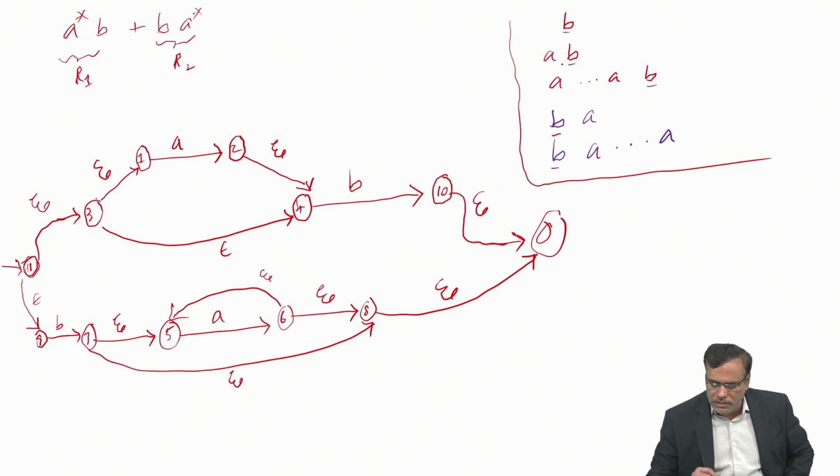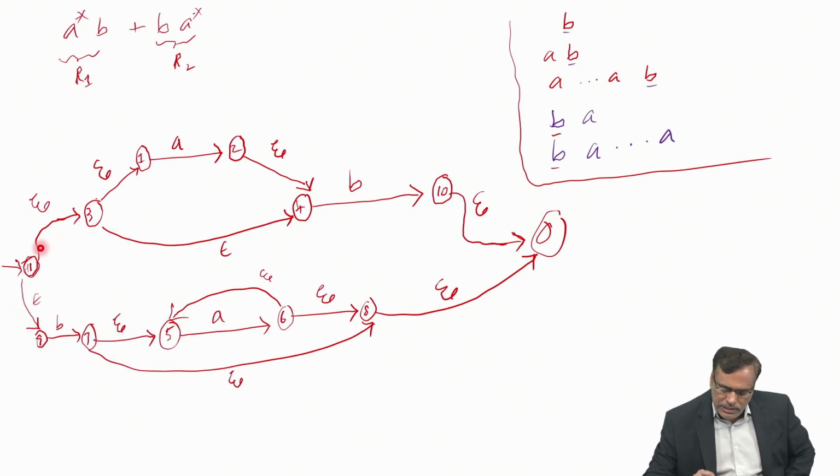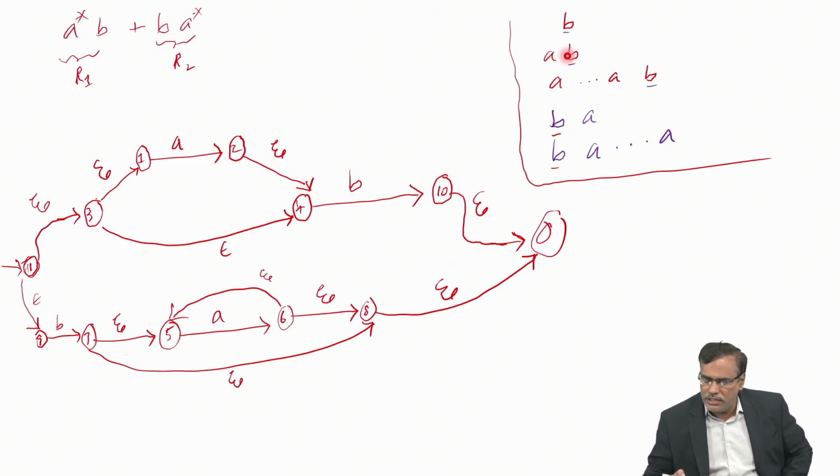If I take, say, ab, how is it going to get accepted? This is the start state. A means it takes this path only. Let me show that with the laser pointer so that you can better understand. A gets processed in this fashion, then b. This is how ab is going to get accepted. For two a's, this is the path. Carefully watch.